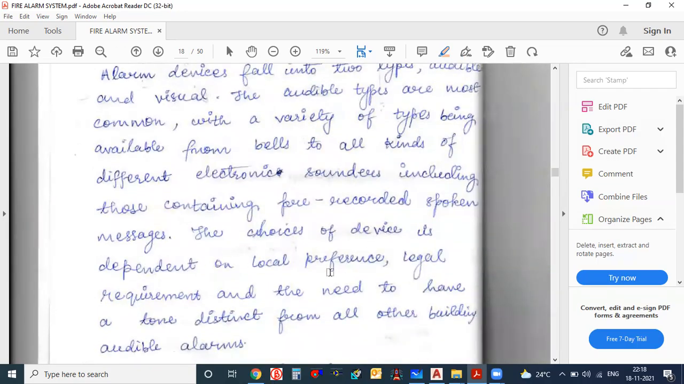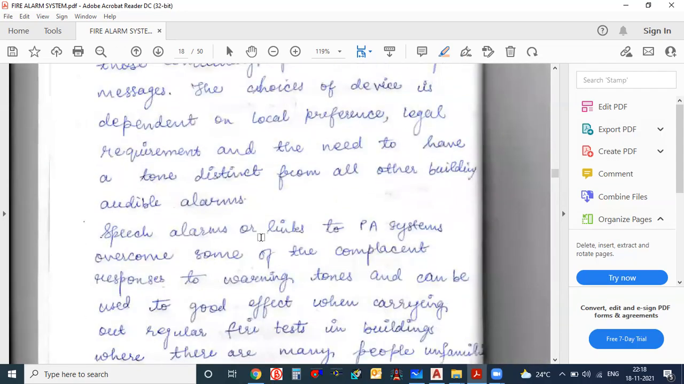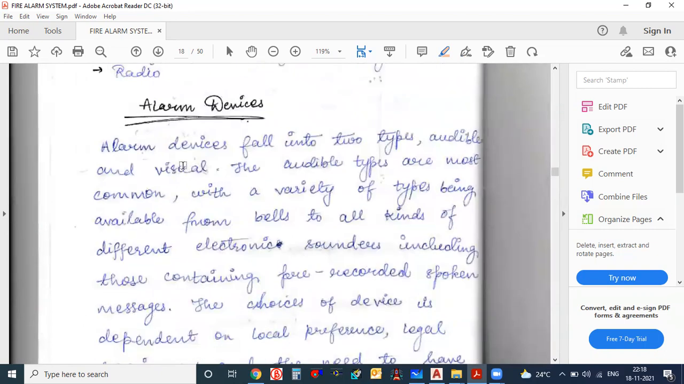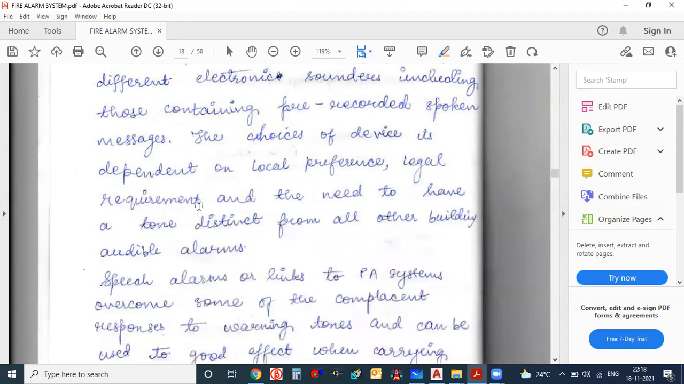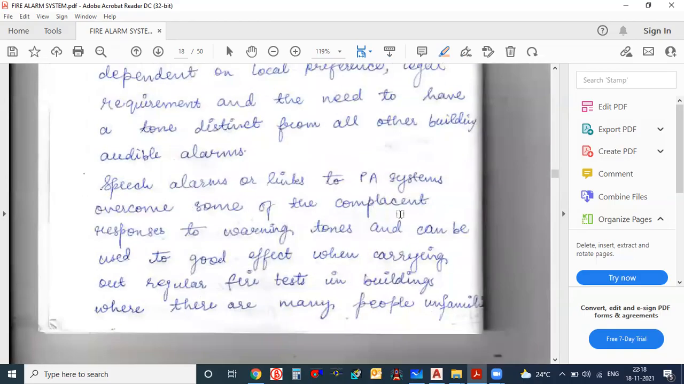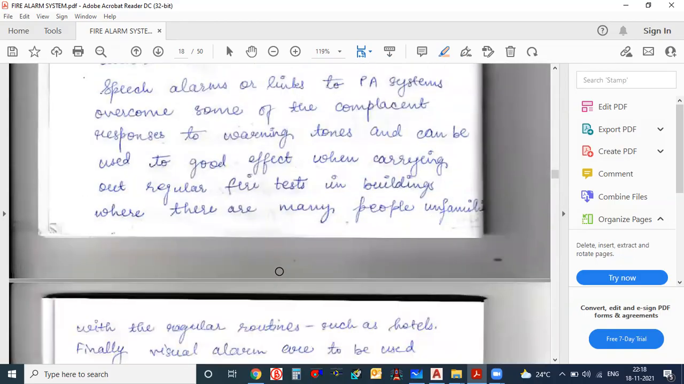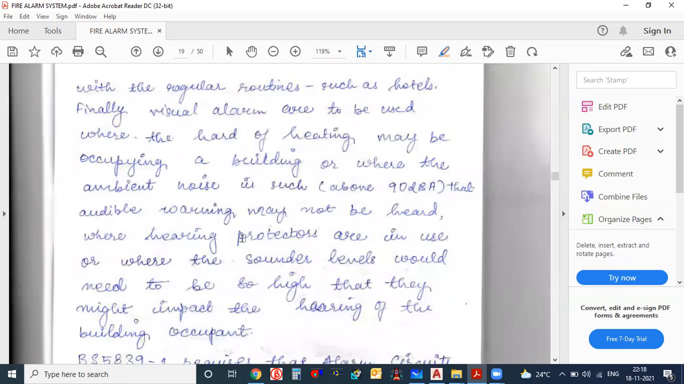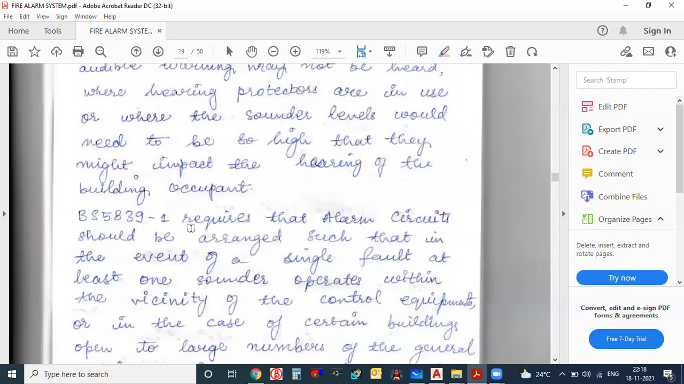The choice of devices depends on local preference. Speech alarm or link to PA system. Visual is nothing but the PA system, speakers, because we can give the alarm with the help of a speaker also, and the speaker is a visual one, or the PA system. Overcome some of the complaints. Some things are written here, you can just check here.